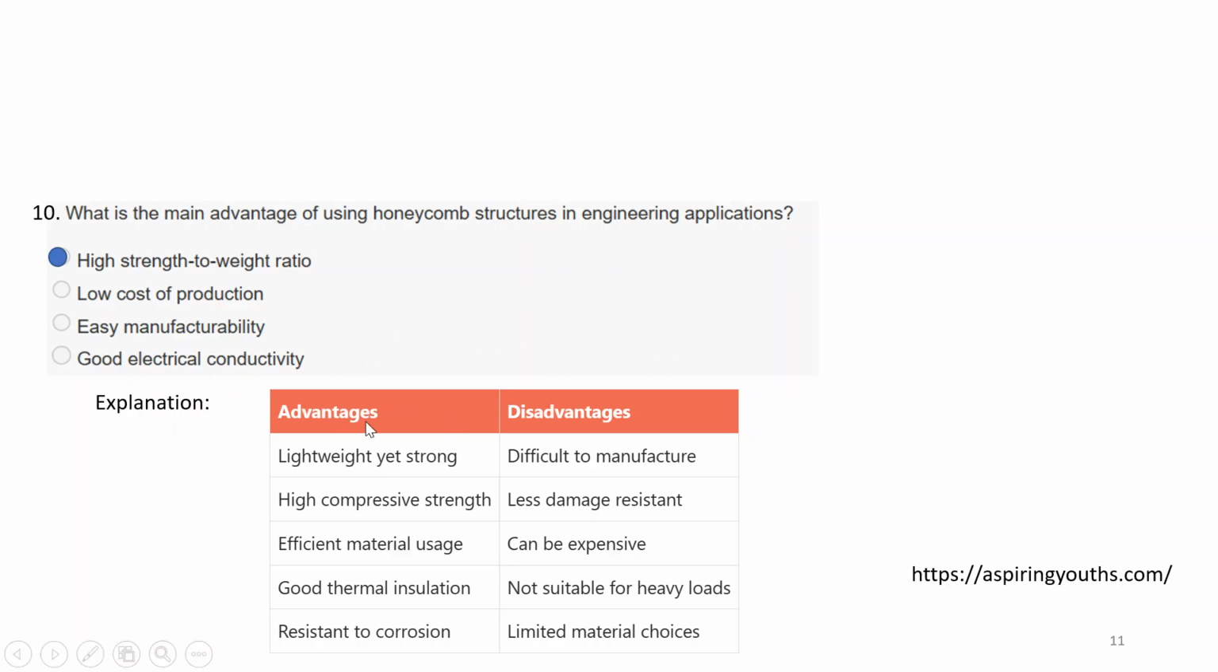Okay, so other advantages for honeycomb structure are given here. So some of the advantages are lightweight yet strong, and they have high compressive strength as well, efficient material usage because very less material will be used and a lot of hollow part will be there, and good thermal insulation will be there. They are resistant to corrosion, and some of the disadvantages will be they are difficult to manufacture, and they have less damage resistant, and they can be expensive and not suitable for heavy loads, and they are limited for material choices.